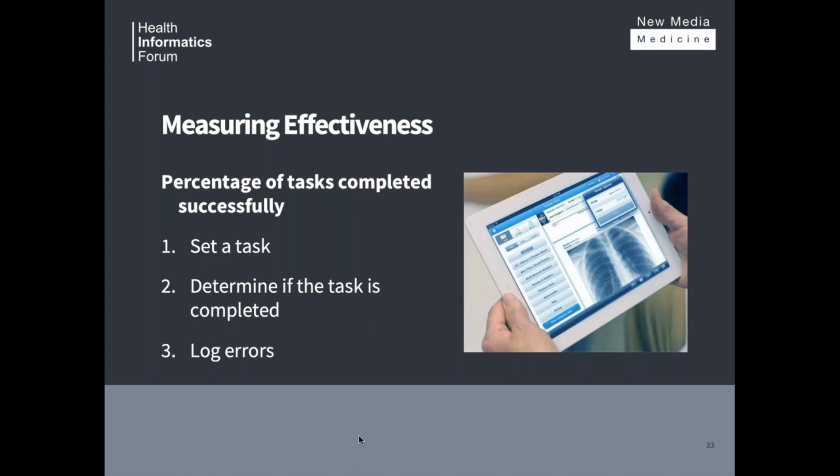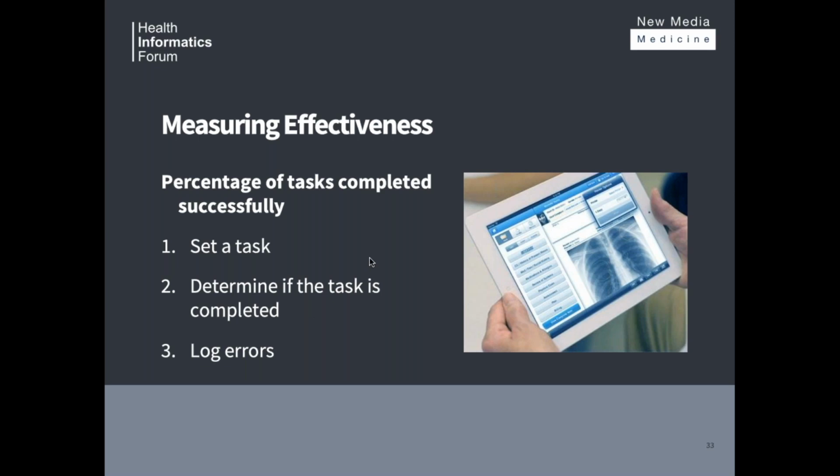And then measuring effectiveness is about percentages of tasks completed. So this is about if you ask them to order a test, whether or not they get through to the end of the process. With some systems, if you've got poor usability, they might only get halfway through ordering a test, and 50% of the time they don't manage to order the test properly. They have to do a paper prescription or get someone to help them or something like that. So your measure of effectiveness is your percentage of tasks completed successfully, and you can also use this to log errors.